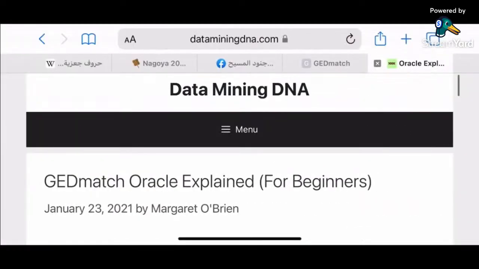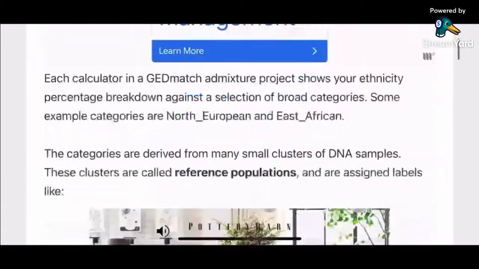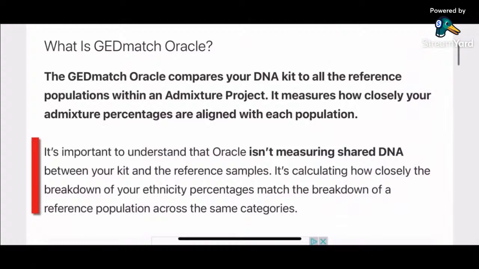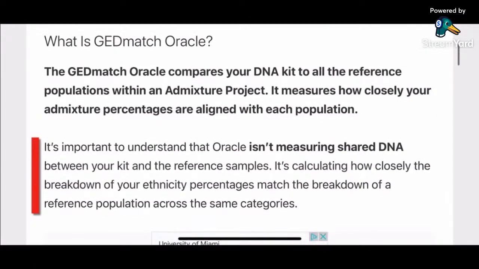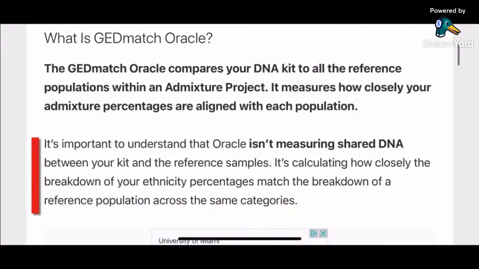And here's a helpful entry from the data mining DNA account, which is also relevant here. The entry is on GEDmatch Oracle, and at one point, the following is stated, quote, "It's important to understand that Oracle isn't measuring shared DNA between your kit and the reference samples. It's calculating how closely the breakdown of your ethnicity percentages match the breakdown of a reference population across the same categories," end quote.